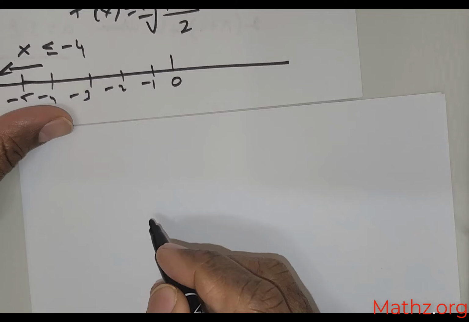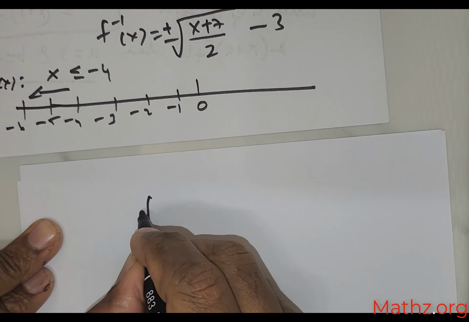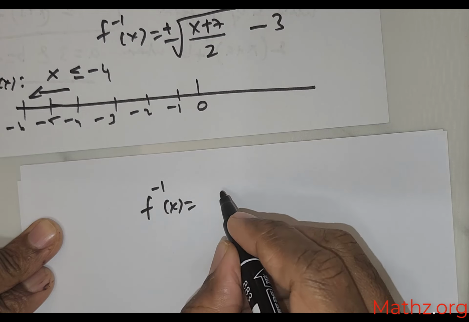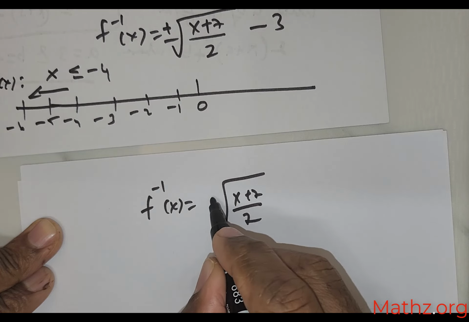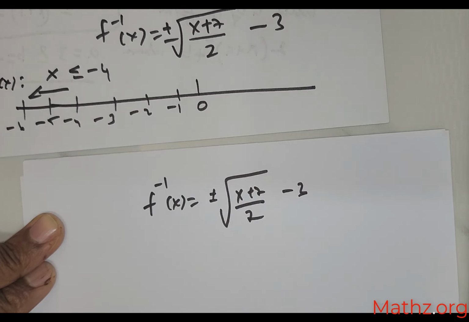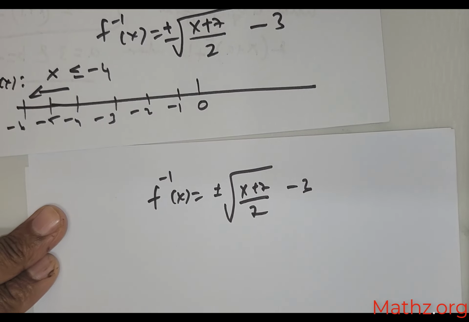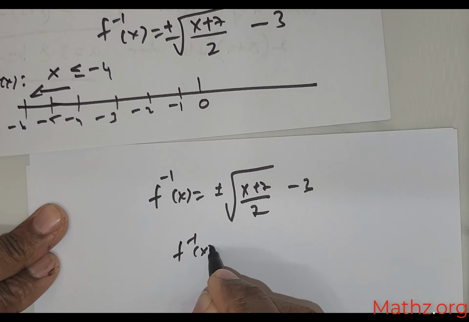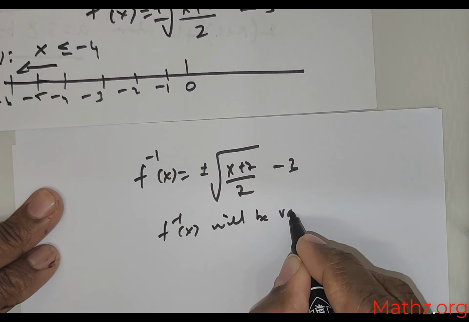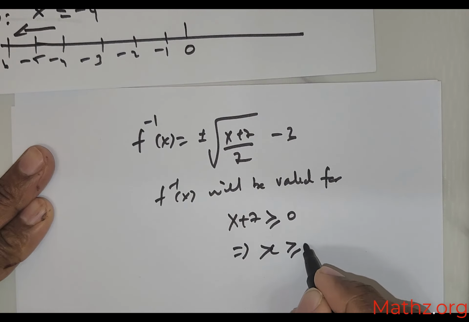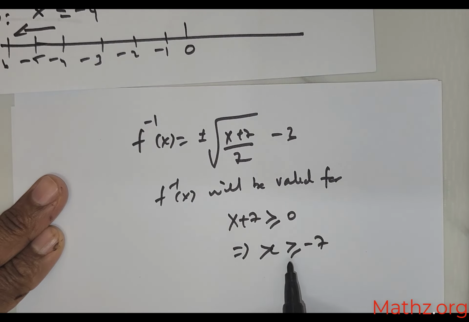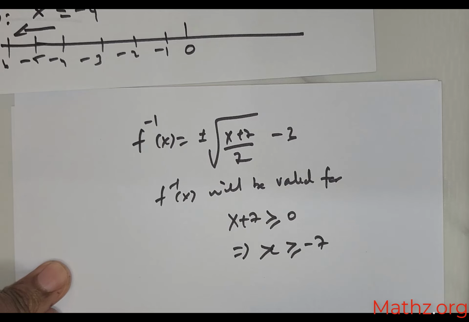Let me also go back to the inverse. F inverse of x is the square root of x plus 7, over 2, minus 3, and we can take it as plus or minus. Now what is more important here is that f inverse of x will be valid for x plus 7 greater than or equal to 0. This means for x greater than or equal to negative 7. But don't go and state that x greater than or equal to negative 7 will be the domain for f inverse of x. We cannot come to that conclusion.